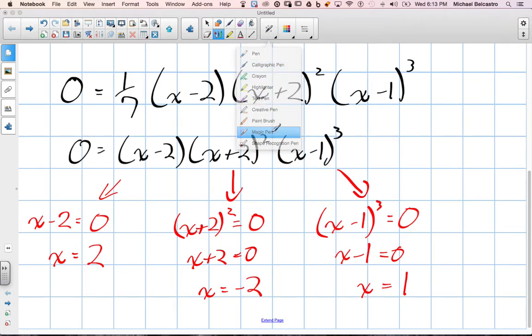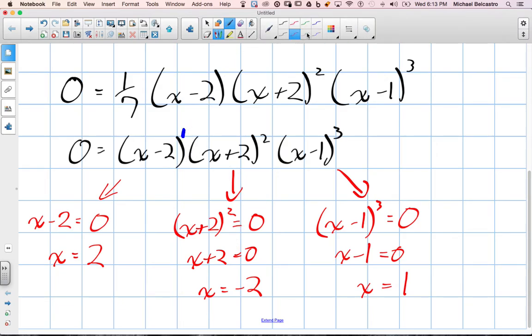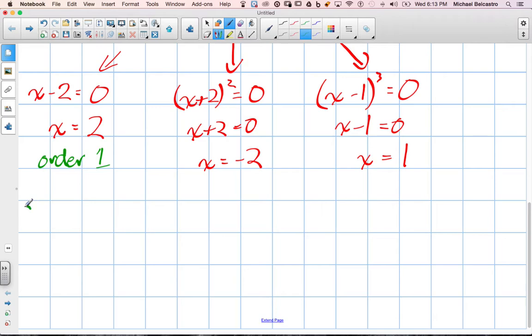But the powers are important in terms of what the graph does there. This one is to the power of 1, which is what they mean by the order of something. This is order 1. It's like a linear function, where f(x) equals x to the power of 1. That's just a straight line, so it's a straight line going through the x-intercept. That's exactly what's happening there.